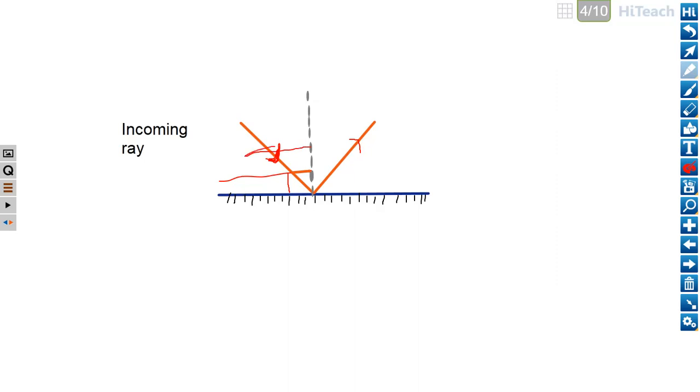For example, I gave you the angle between the incoming ray and the normal as 50 degrees. What about the angle between the reflected ray and the normal? It should be what? 50 degrees also, depending on the law of reflection. The angle of reflection is equal to the angle of incidence.